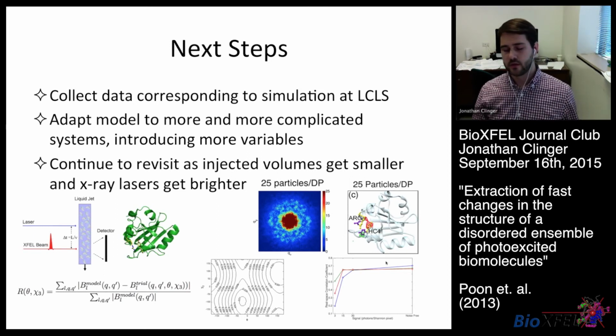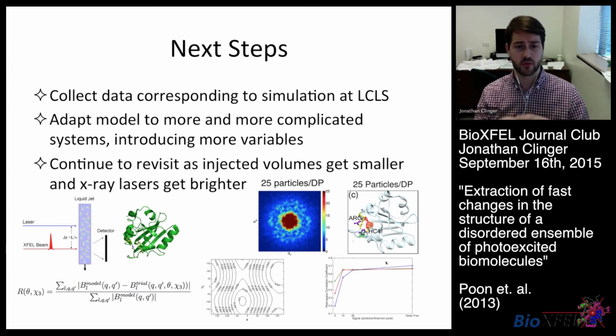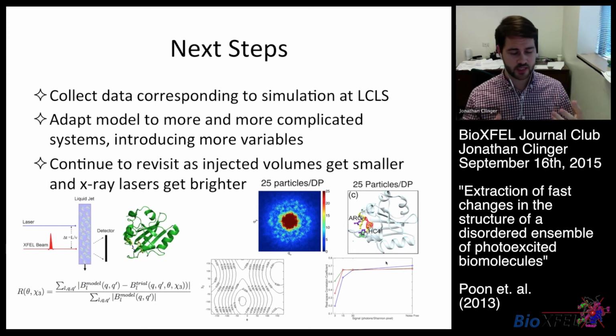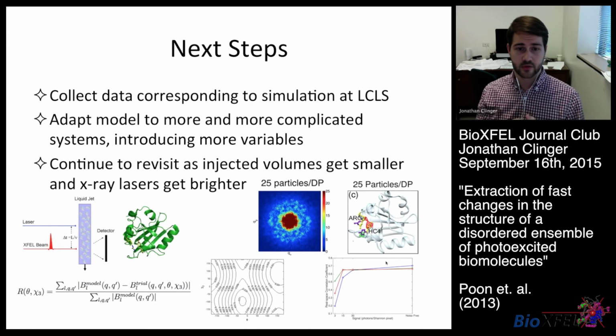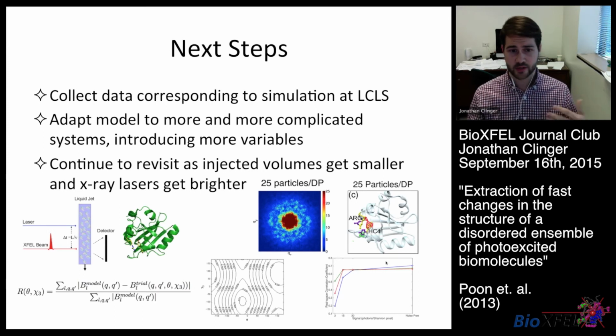So you could think that maybe they could adapt this to something where you're not going to have as high resolution data, but you could see domains folding in and out with less data points, where you won't see C alphas and you probably won't see a fold, but you can see sort of the glob of protein moving in and out if the rest of the protein is big enough and stationary. And to continue to revisit as injected volumes get smaller and X-ray lasers get brighter, right?